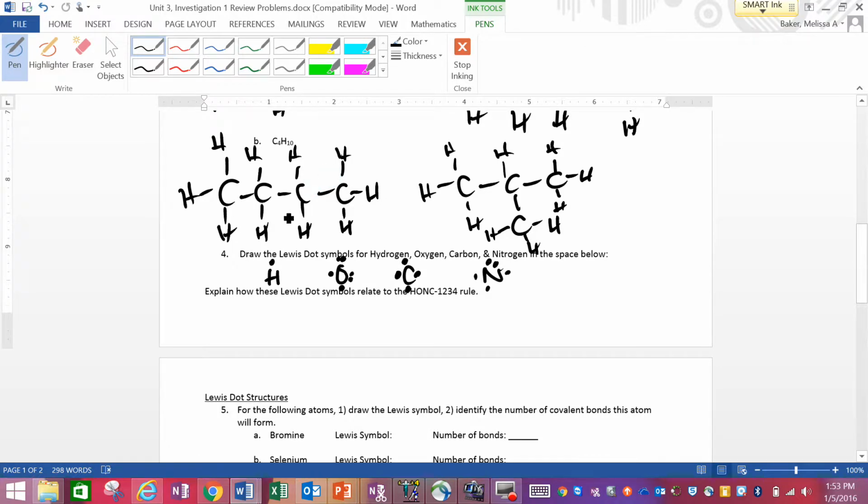How do these symbols relate to the HONC 1, 2, 3, 4? Hydrogen has 1 lone electron, so it can make one bond. So the number of lone electrons equals how many bonds will form.